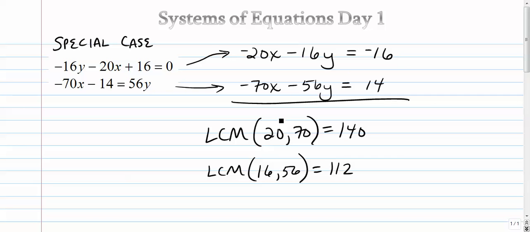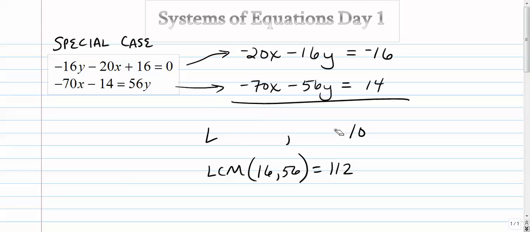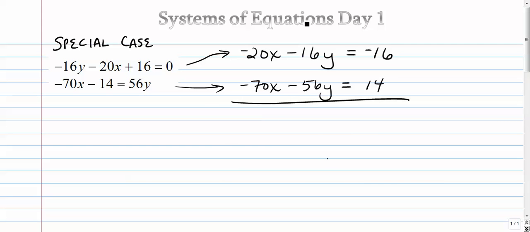All right, so let me erase all that stuff. That's kind of just scratch work. So we're going to shoot for 16 and 56, and we're going to try to get them both to be 112. That's the plan anyway. So in order to do that, we need to multiply this guy. Again, to get 16 to 112, I need to multiply that by 7.